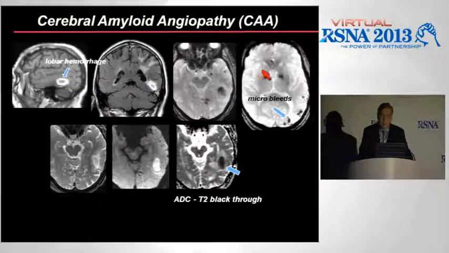And on the T2 star weighted images, there are multiple microbleeds scattered throughout the posterior temporal and occipital regions. And here on the T2 weighted images, again, we have that sort of T2 black through on the ADC map and a bright signal intensity here on the diffusion weighted images. So you can see how this could be a very confusing appearance on the diffusion weighted images and ADC map if you didn't have additional confirming information either from CT or from other MR pulse sequences.